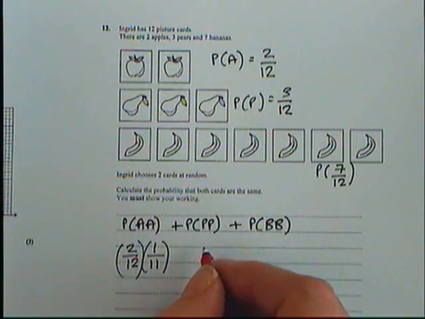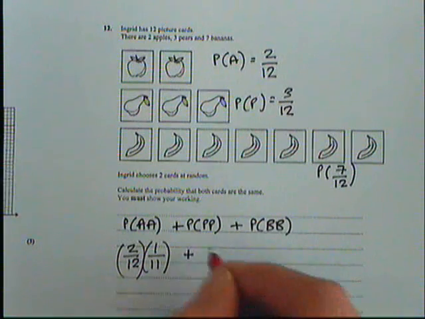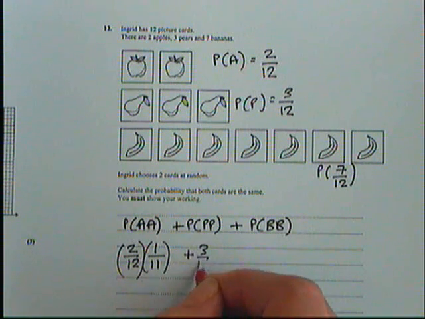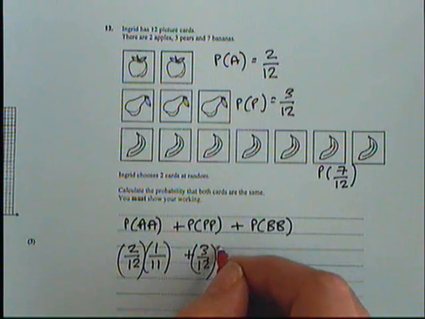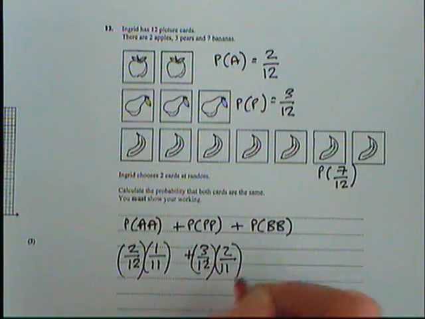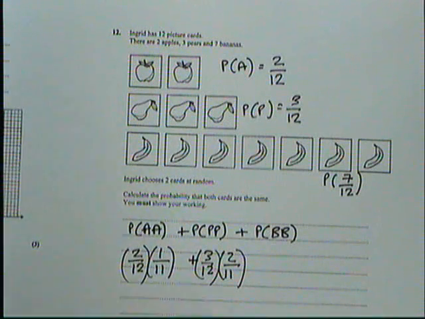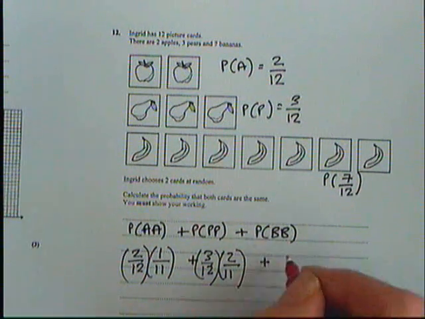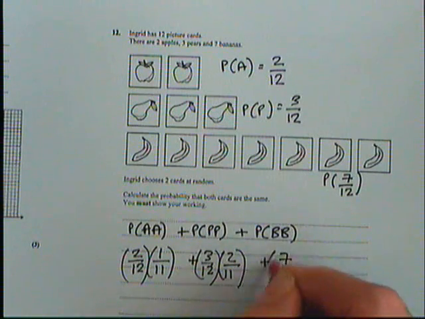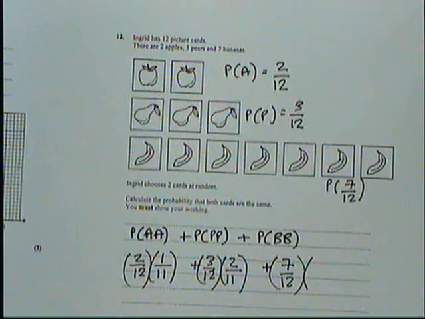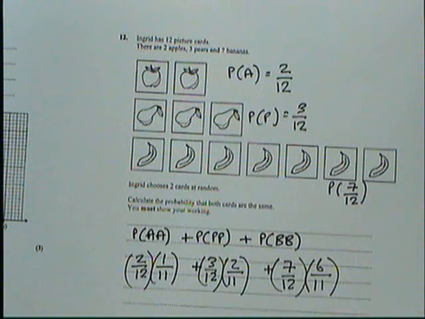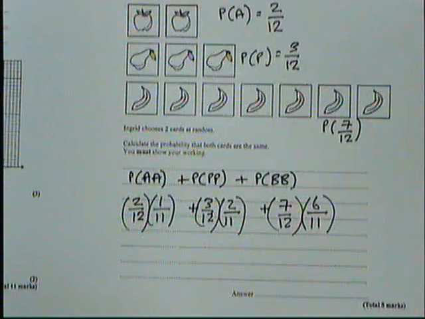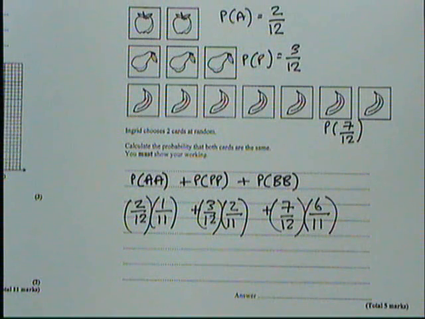Again, the probability of picking a pear, well, there are 3 out of a total of 12, but once I've picked up that card, then there'll only be 2 pears left out of a total of 11. And the probability of getting 2 bananas, well, there starts off with 7 out of 12, but once I've picked up the first banana card, there'll only be 6 banana cards left out of a total of 11. And those 3 fractions have to be added to get the total probability that the cards are both the same.